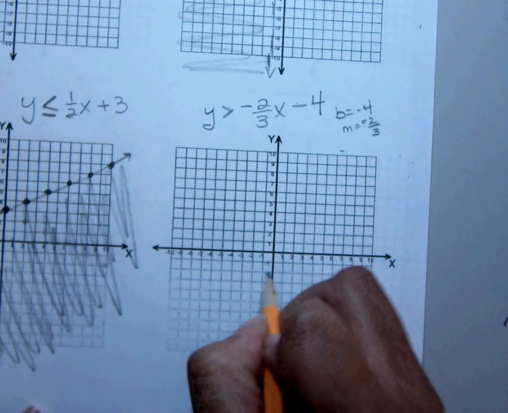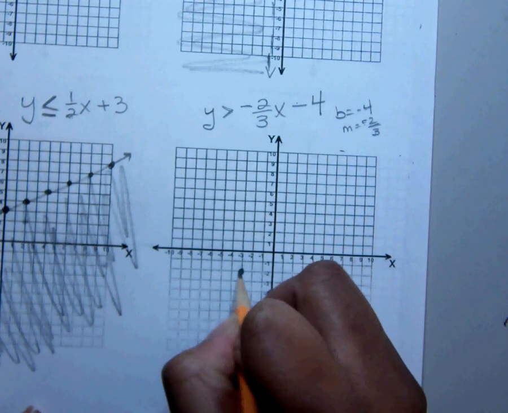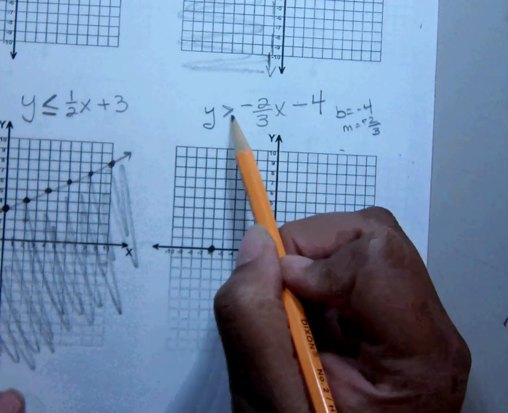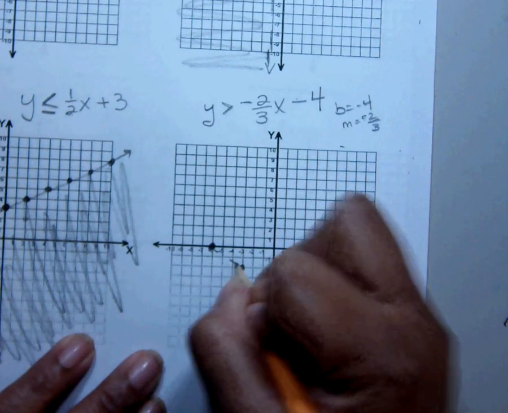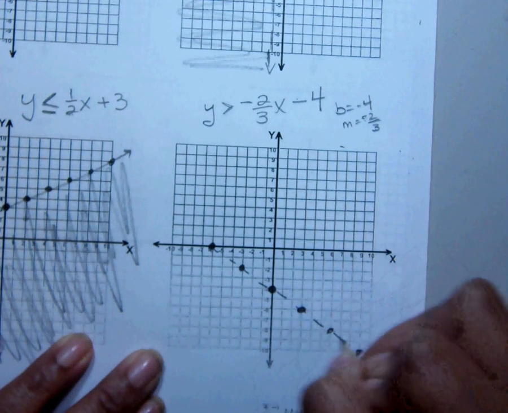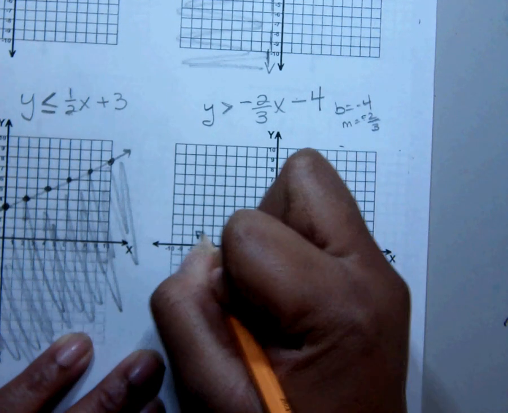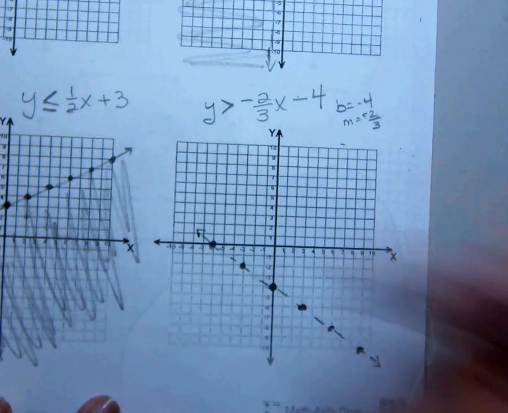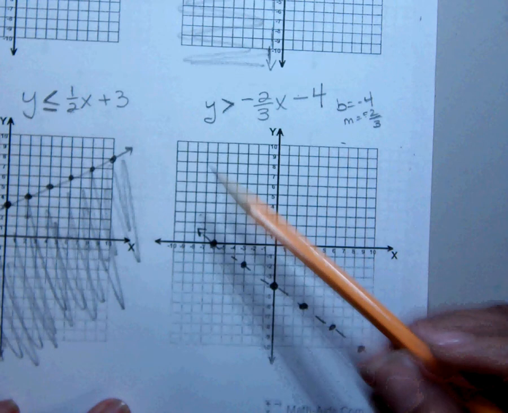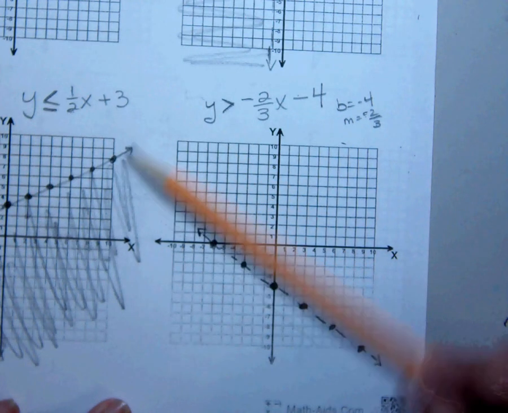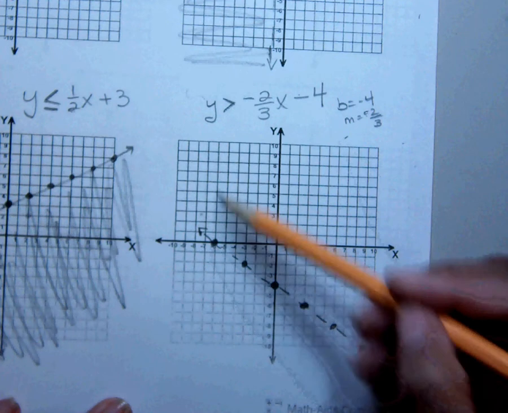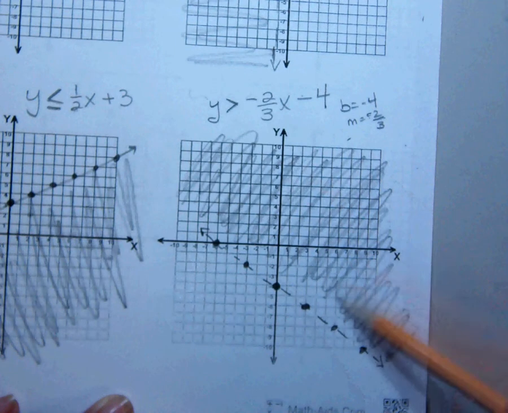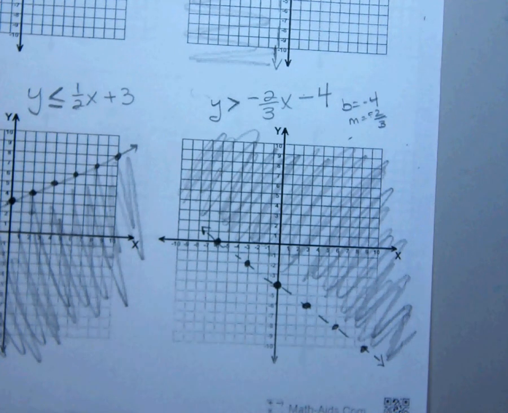And then go up 2, left 3. And now I notice that there's no line under it. So when I connect this, it has to be dashed. Okay. And then after that, we shade it. Well, it says greater than, so that means shade above. And which way is above? Means to go up. So that's up, this is down. So shade up. And that concludes inequalities.